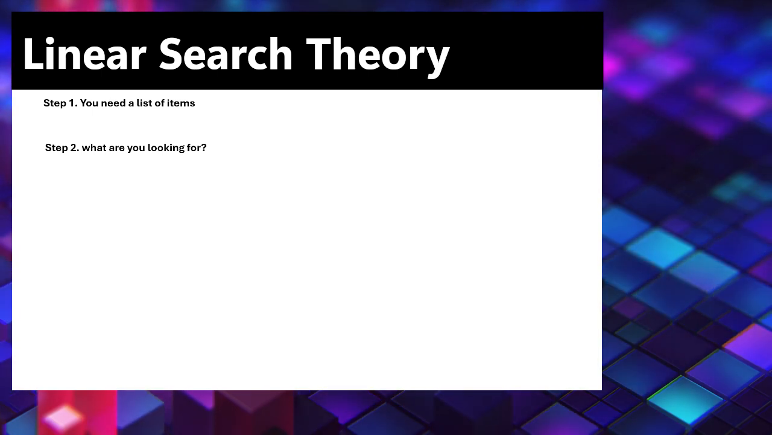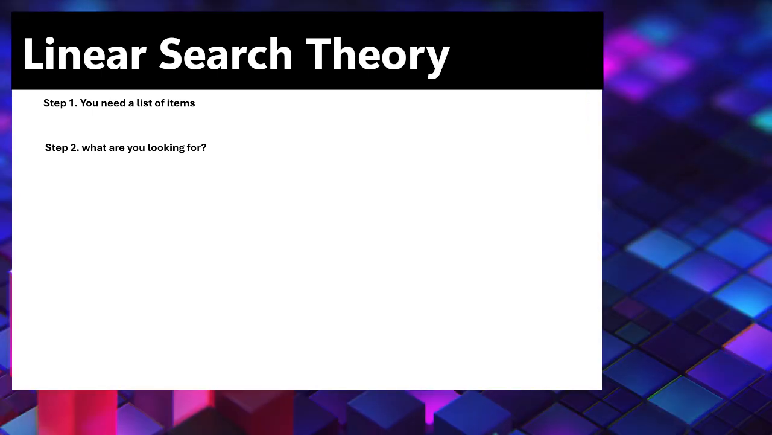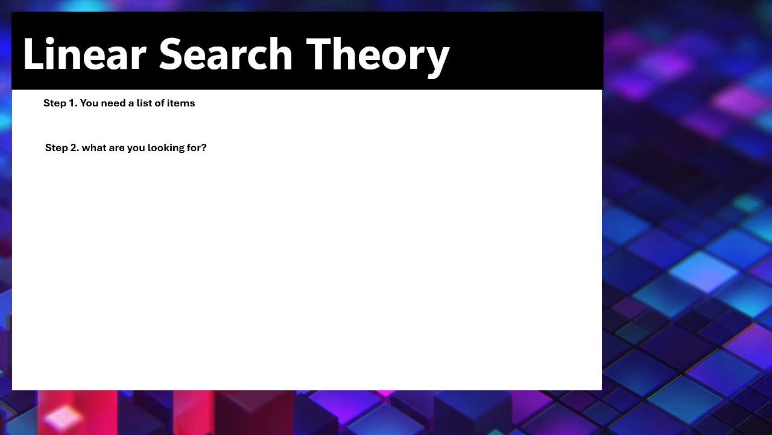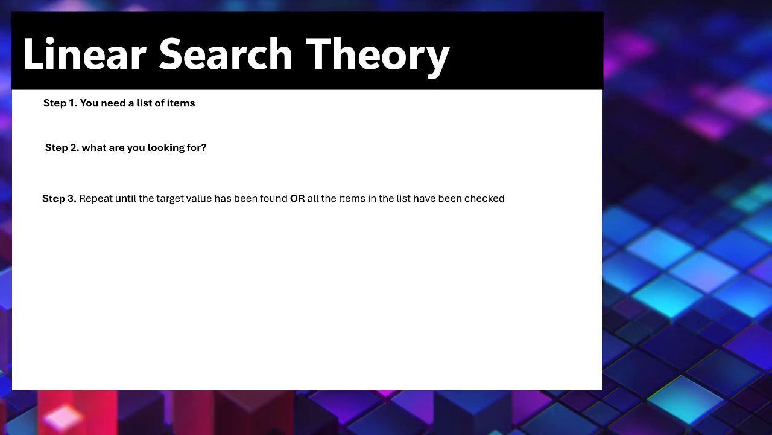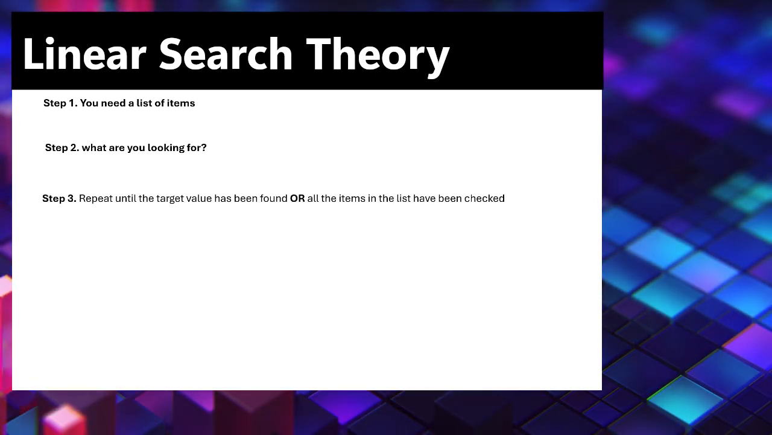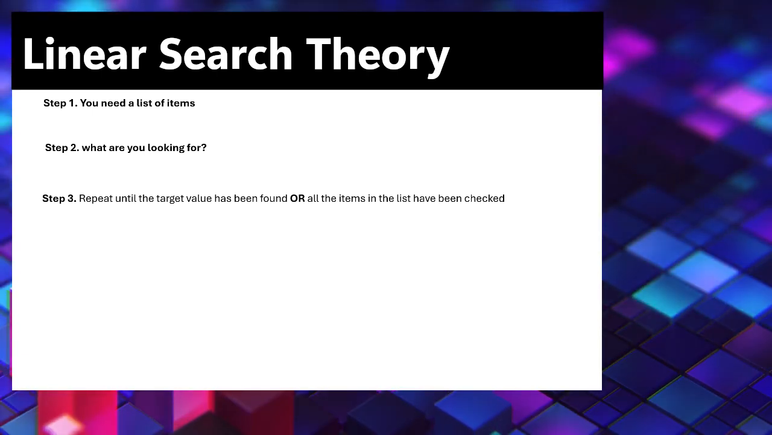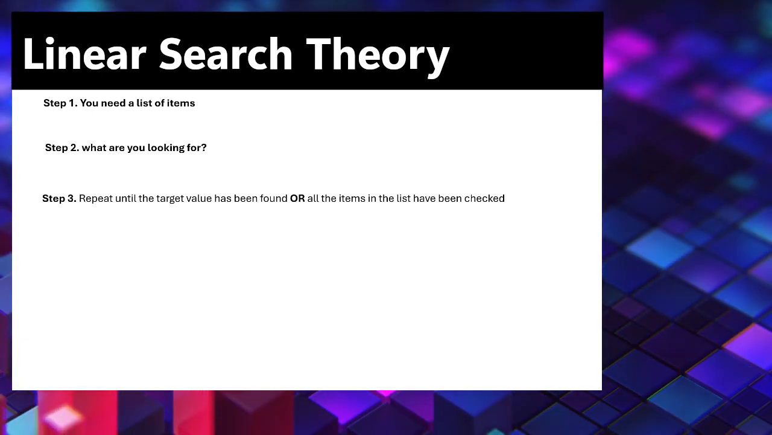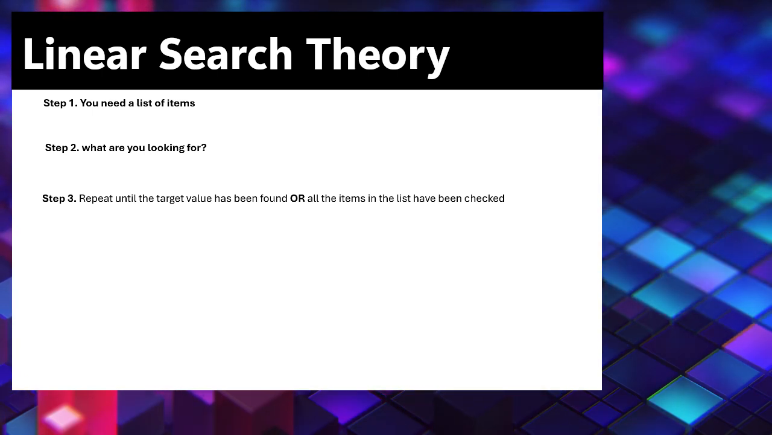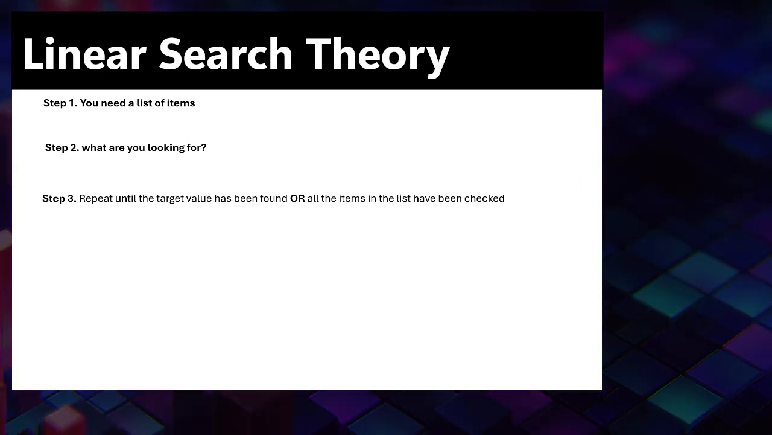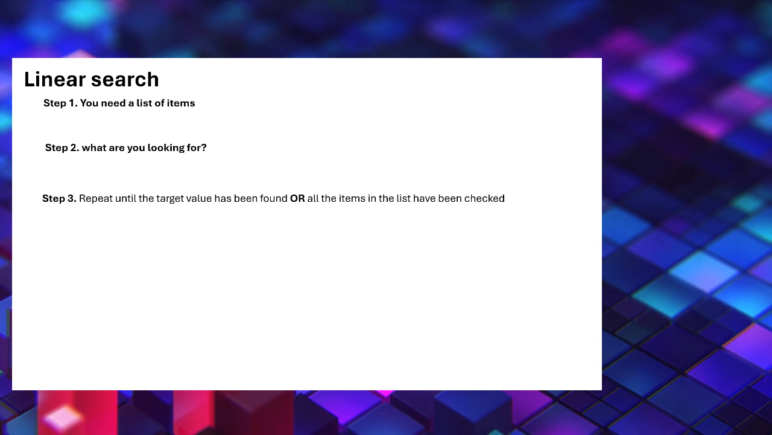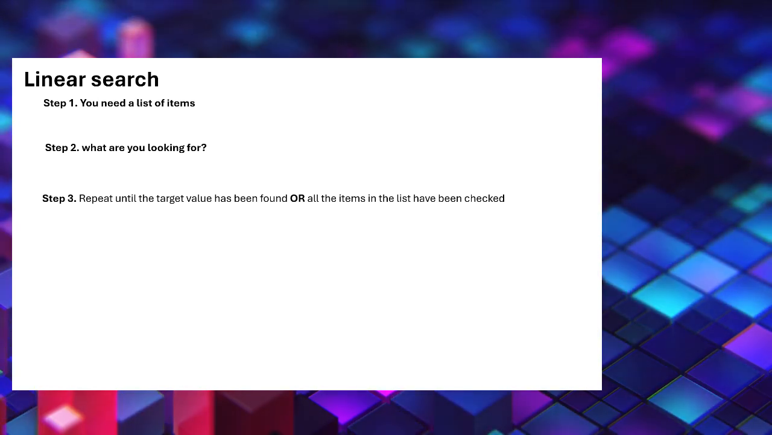You also need some target data, or a piece of data that you're looking for. And what we're going to do is compare that target data against each element in that list until we find what we're looking for. Now, if it's not there at the end, well, we need to stop. We need to stop once we've checked the final item and the item's not there.